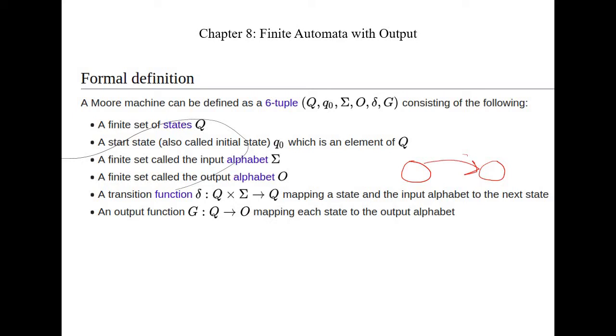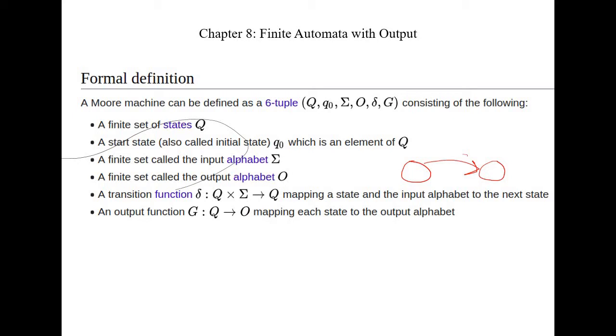Okay, so let's try and continue the lectures. So let me quickly recall what we were studying. We were studying finite automata with outputs, and there are two particular types, like Moore machine and Mealy machine.